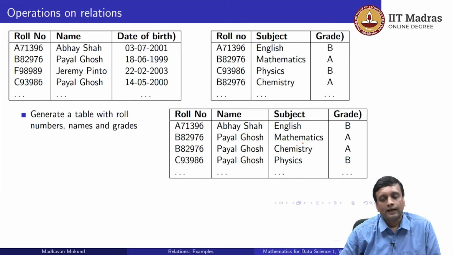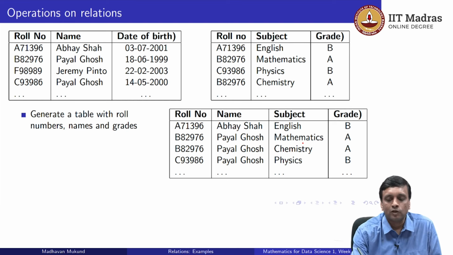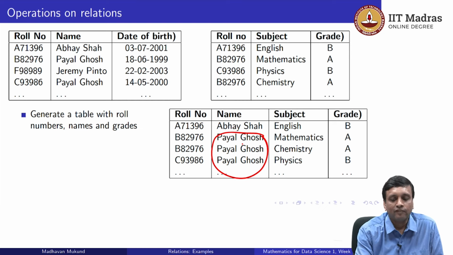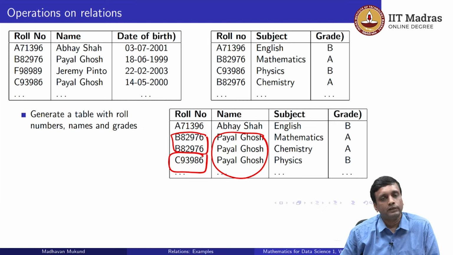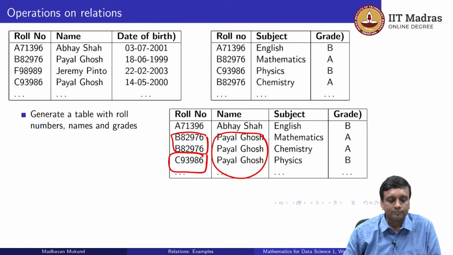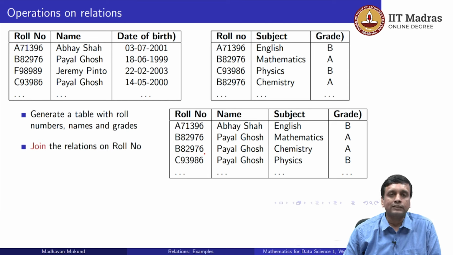and then we want the subject and the grade. And here we see why it's important to have keys, because we have this name Payal Ghosh, which is ambiguous. There are two Payal Ghoshes, and in fact they have two different entries in this table because they have two different roll numbers. So the Payal Ghosh who got an A in mathematics is not the same as the Payal Ghosh who got a B in physics. So this is an operation which combines these two tables, and remember that a table is a relation. So this operation which combines two tables is also an operation which combines two relations, and it's an important operation in computing and in data science called the join.